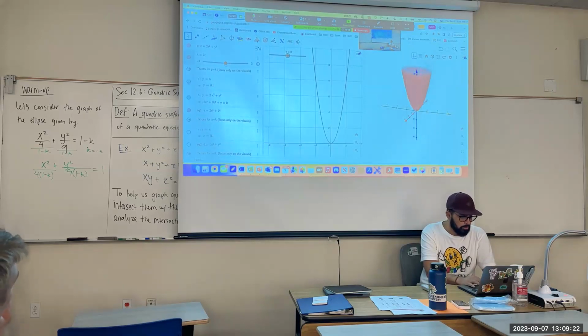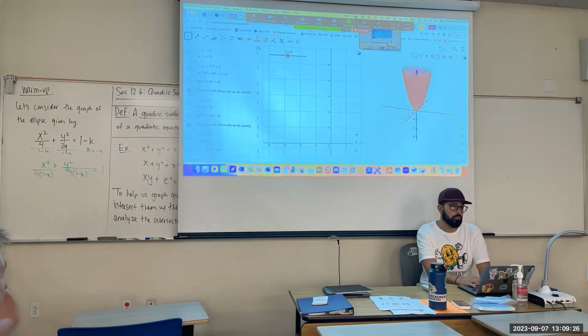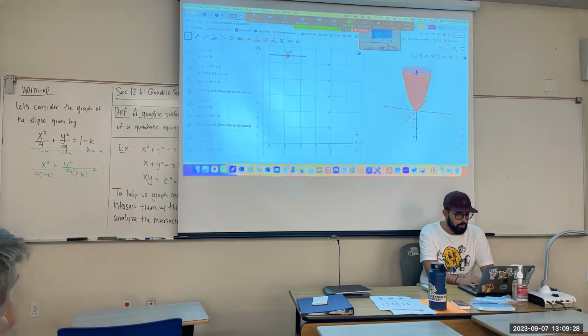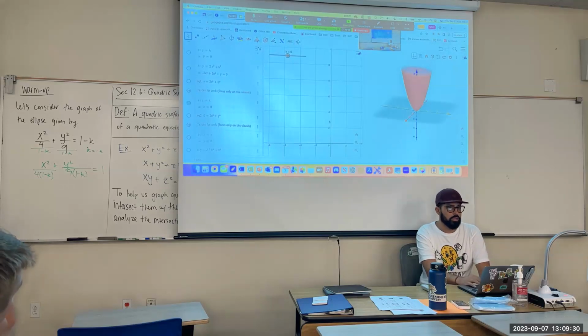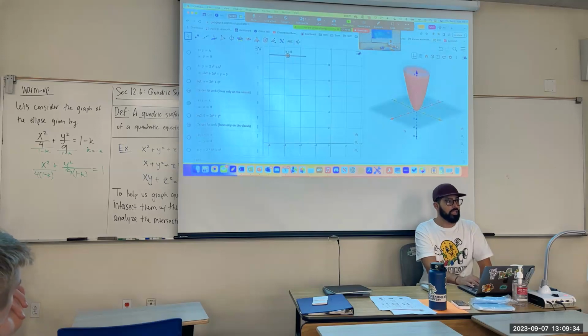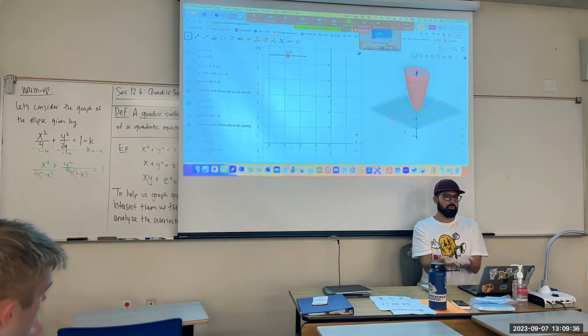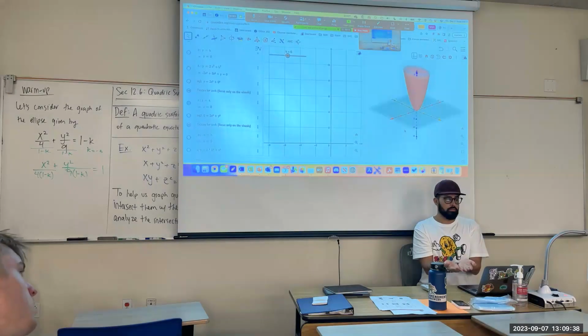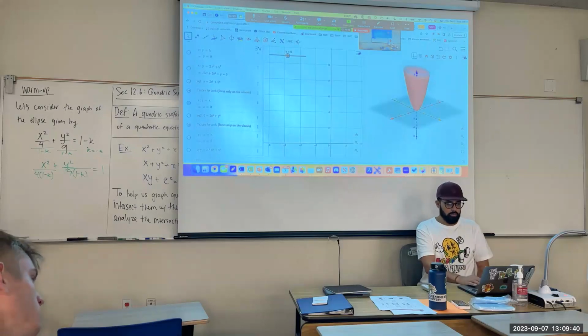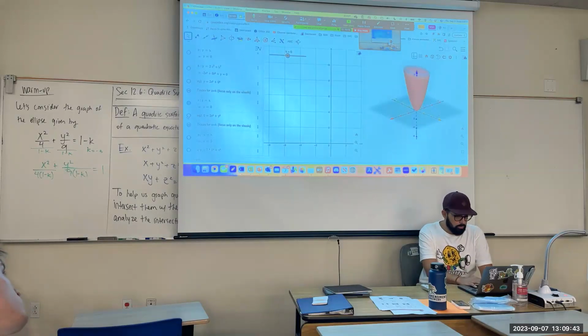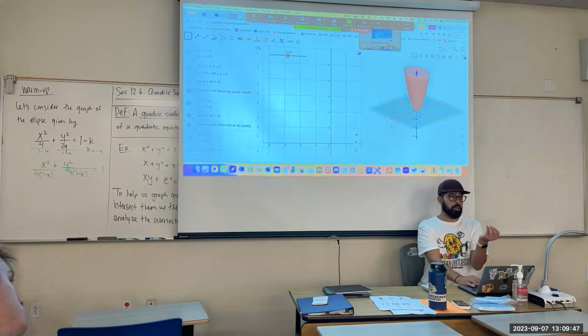Okay, now we're gonna look at the traces for z equals k. So now, when z equals 0, what plane is that? The xy plane. As I increase z, what's going to happen to the xy plane? It's going to go up. And I want you guys to notice, right now it's intersecting right at the bottom of the paraboloid. Just a point, right?